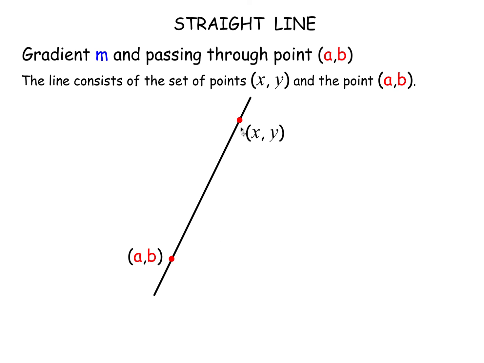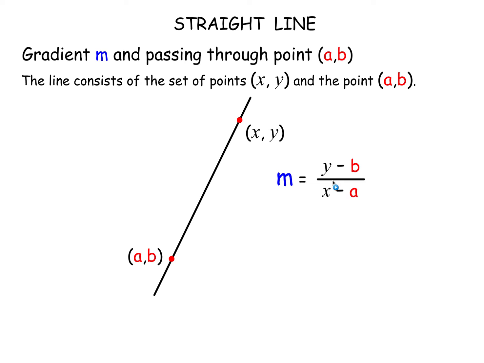And the gradient will be the y difference over the x difference. So this is the y minus the b, that's a y difference, and the x minus the a, that's the x difference. So that's the gradient of the line. x and y, remember, are variables. That x and y is any other point in a line apart from the point (a, b).